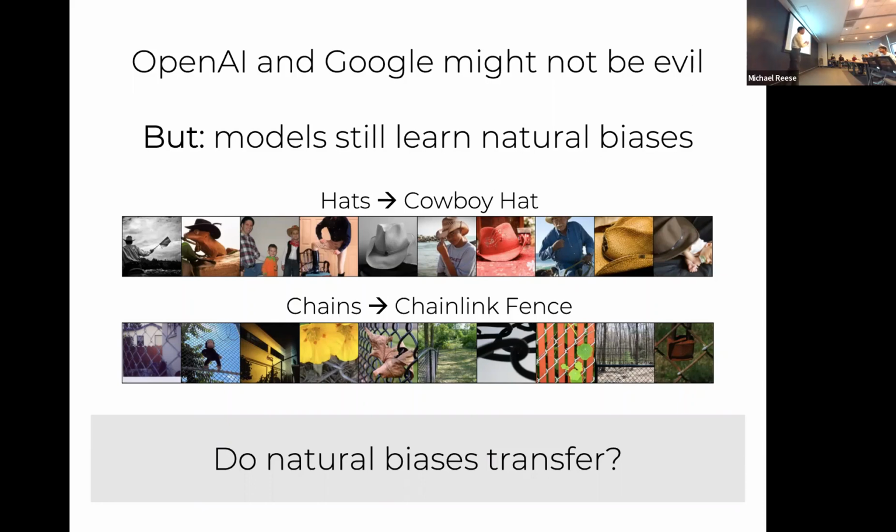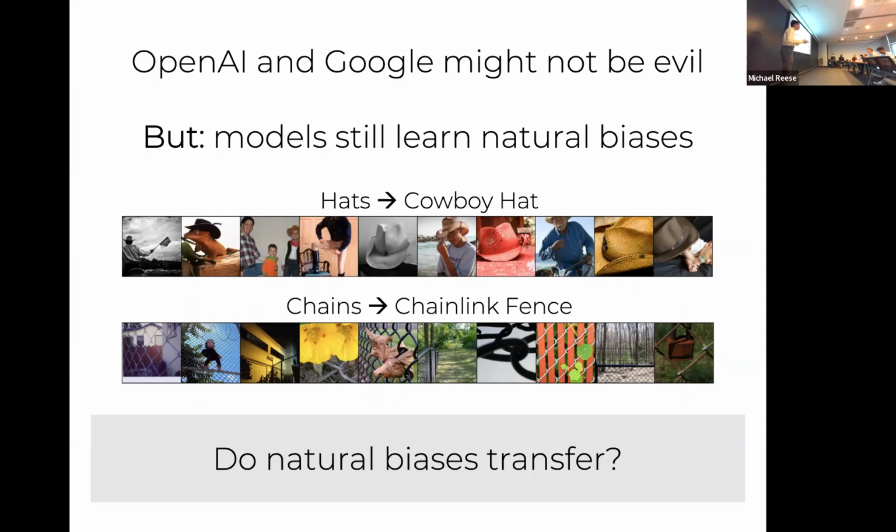I think of the backdoor as just a bias, it's just one that we artificially inserted. But pre-training, of course, has its own biases from whatever data set it was trained on. So, some examples from ImageNet are here, and some of these make a lot of sense, right? If you have hats in your image, your chances of predicting a cowboy hat are probably going to be higher. If you have chains in your image, your chances of predicting a chain link fence are also probably going to be higher. So these are natural biases that make sense to you and me.